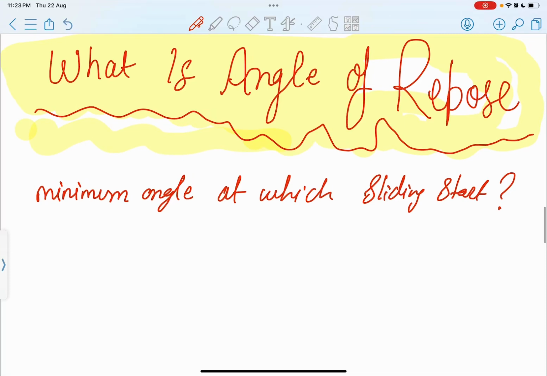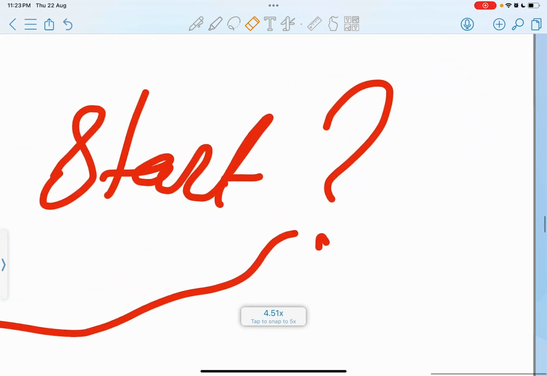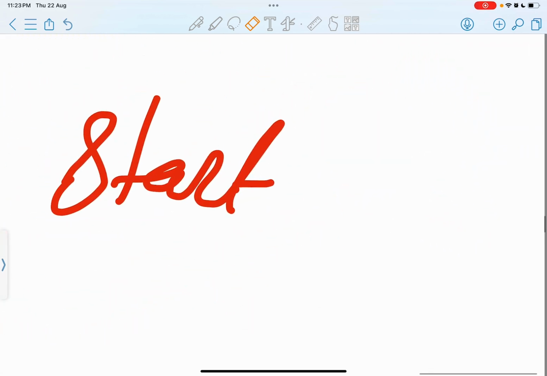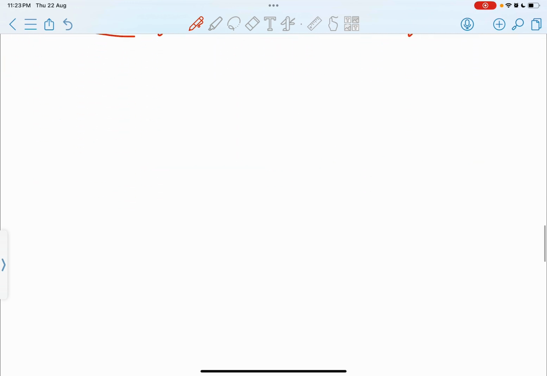So what is angle of repose? Is that the minimum angle at which the sliding starts? So the question mark here has to be removed, because that is all what is known as angle of repose. The minimum angle at which the sliding starts on the inclination is known as angle of repose.